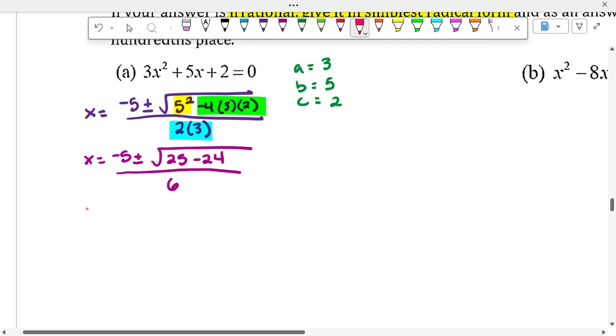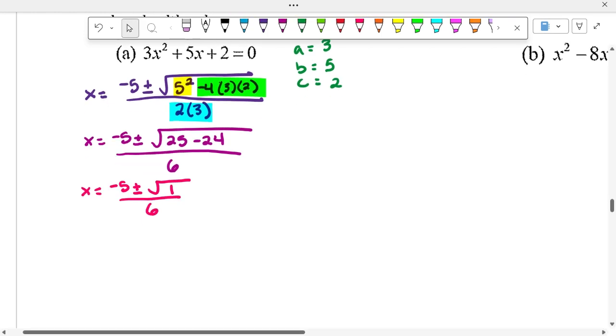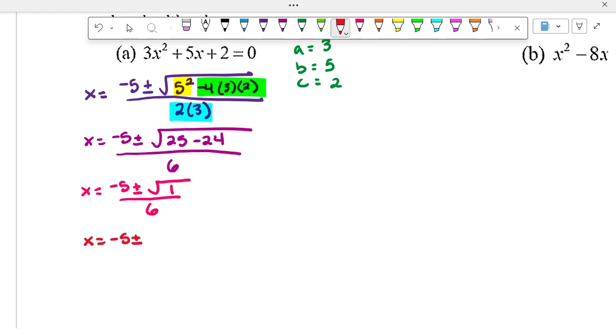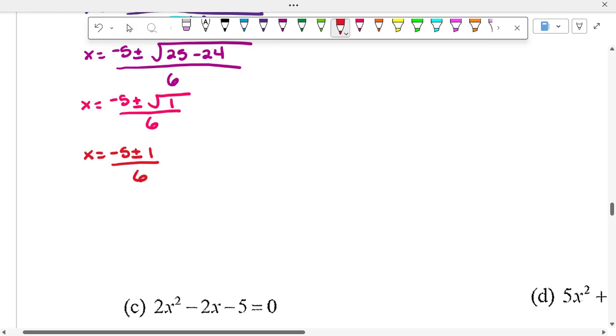So x equals -5 plus or minus. What is 25 minus 24? 1 all over 6. Now we can simplify the perfect square because 1 is a perfect square. So x equals -5 plus or minus what? What's the square root of 1? 1 all over 6. So our answers are going to be rational because the square root's gone.